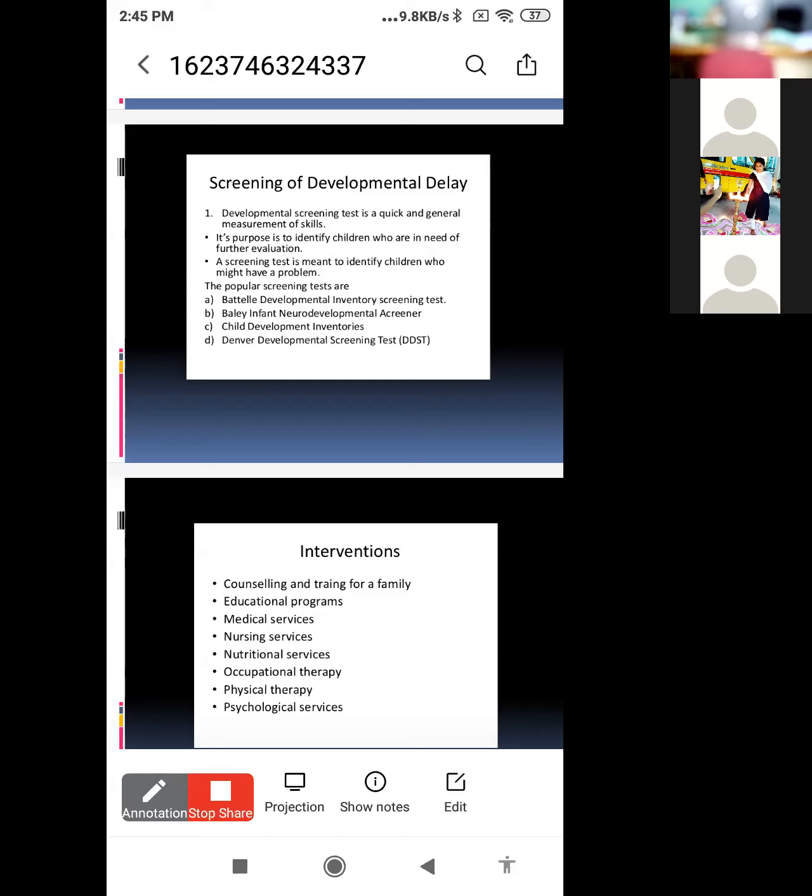Okay, ma'am. The second one is the Bali Infant Neurodevelopmental Screener. This is also a screening test for developmental delay. This screening test is designed to quickly screen infants between ages 3 and 24 months. You can use it for infants only, meaning ages 3 to 24 months.